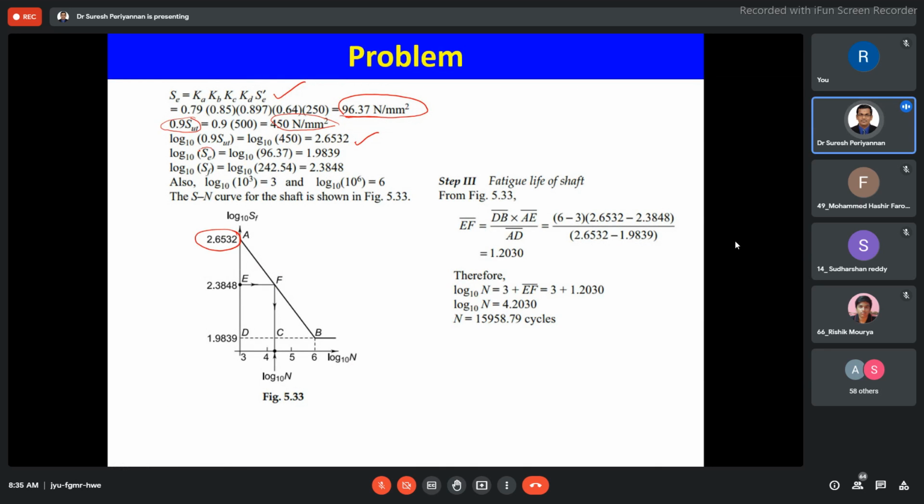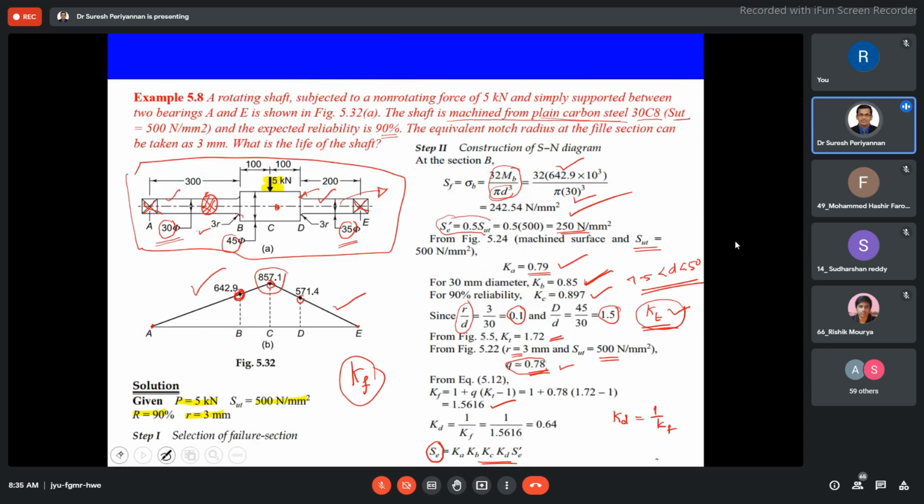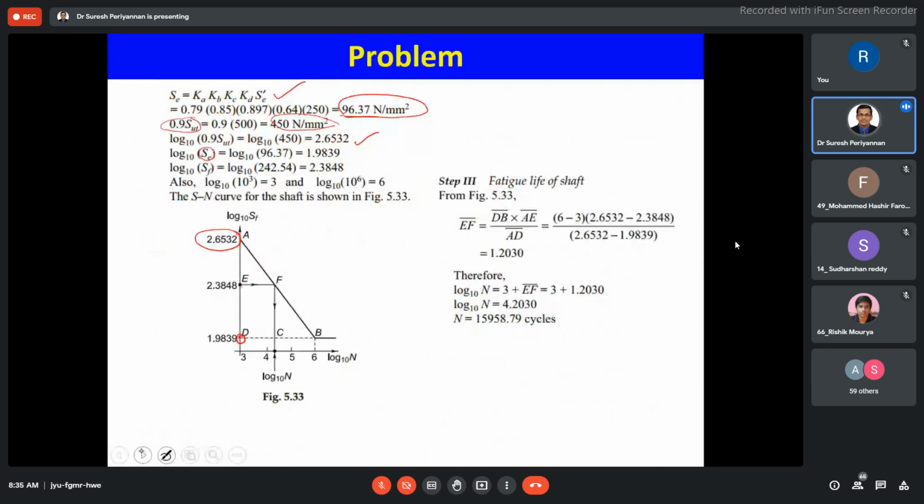The endurance limit, we know, is 96.37 Newton per mm squared. Converting into log scale, it is 1.98379. This is the actual endurance limit of the material. Now our aim is to find out this Sf, the number of cycles. They have not given the number of cycles; we are going to find out the number of cycles, the life of the shaft.